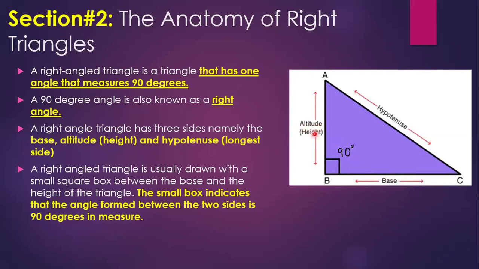The altitude or height. And then what else? We call this the hypotenuse. So let me ask you again, what are the names of the 3 sides? Hypotenuse, base, altitude. Very good. Hypotenuse, base, and altitude. Okay, are we done with this slide? I think that's enough. Yes, sir.